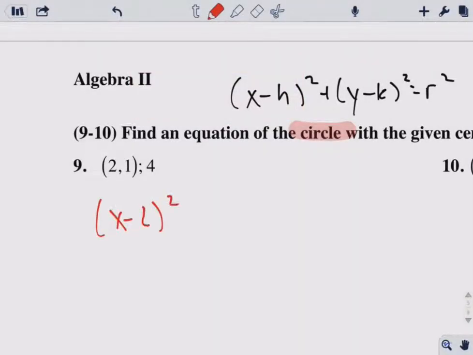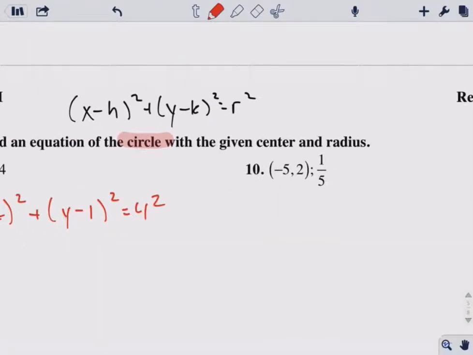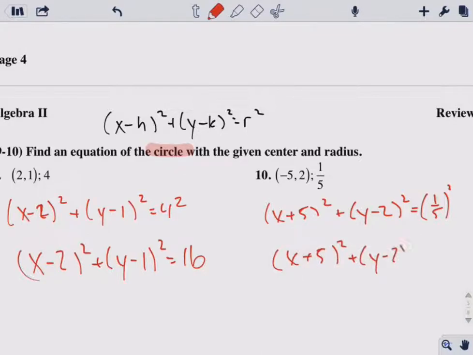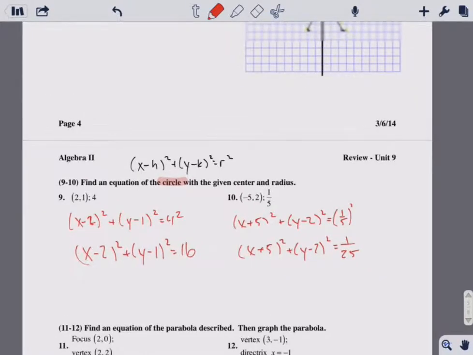X minus 2 squared plus y minus 1 squared is equal to 4 squared. You can leave it like that, or if you want to write it out with the 16, that's fine. Or we've got x plus 5 squared plus y minus 2 squared equals 1 over 5 squared. Okay, so I'll write it out one more step. X minus 2 squared plus y minus 1 squared equals 16. X plus 5 squared plus y minus 2 squared is equal to 1 over 25. Okay, that's 9 and 10.